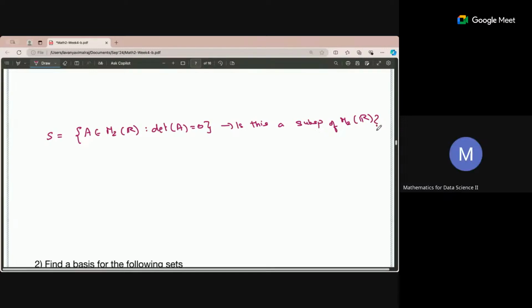So for a subspace, what are the two conditions you will check? Closure under scalar multiplication and addition, and the zero vector should be there. Okay, so I am taking two random matrices from this set.